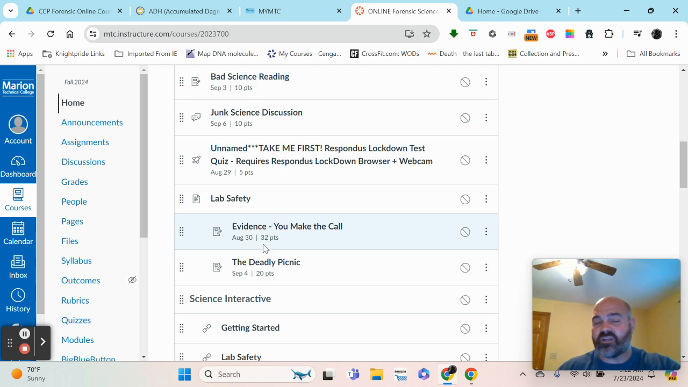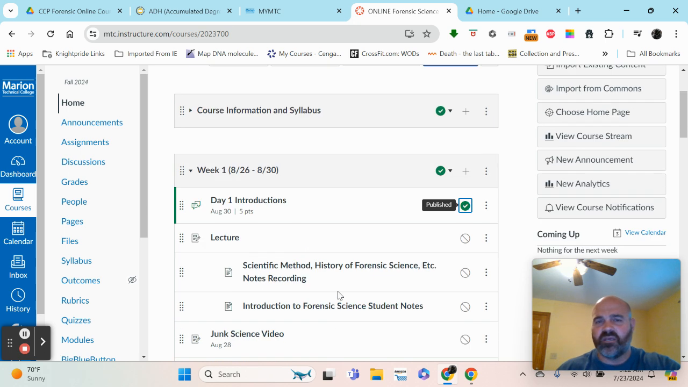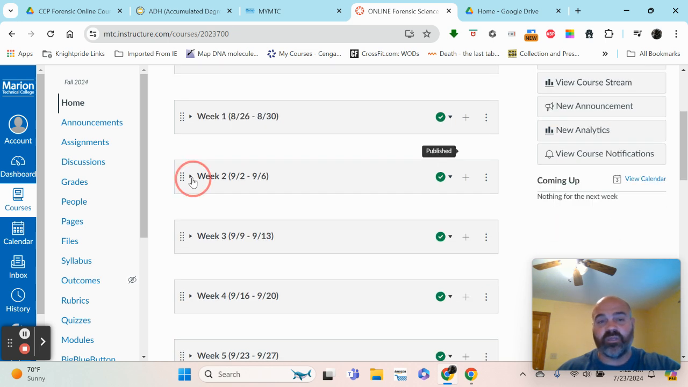Now, some of it stretches into week 2. I don't know if that makes it better or worse, but again, notice all of these things will have due dates. The Science Interactive things will have due dates associated with them when you click on them. I haven't made all of those yet, but they will all be there. Okay, so that's week 1. Like I said, a really busy week.